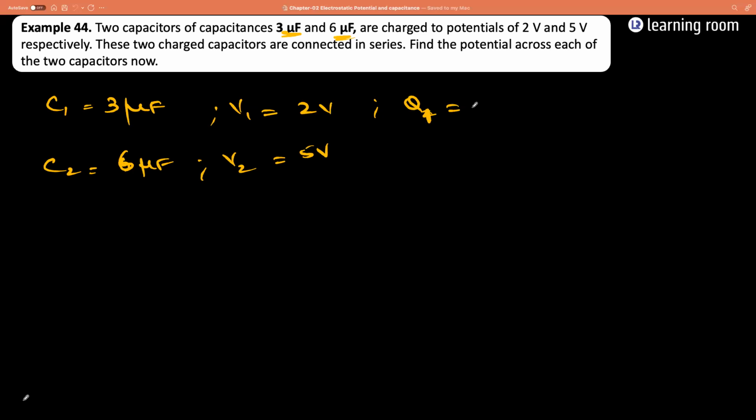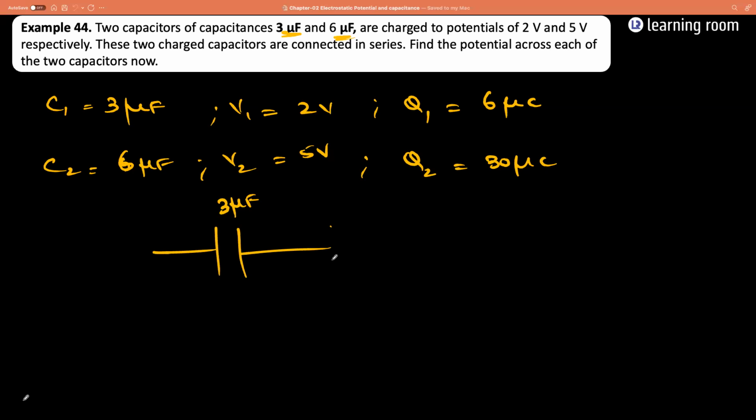So what is the value of Q1? Q1 will be equal to 6 microcoulomb. What about the value of Q2? 6 into 5, that is 30 microcoulomb, right? These two charged capacitors are connected in series. This is what is important. Listen to this carefully. So this 3 microfarad and 6 microfarad are connected in series.